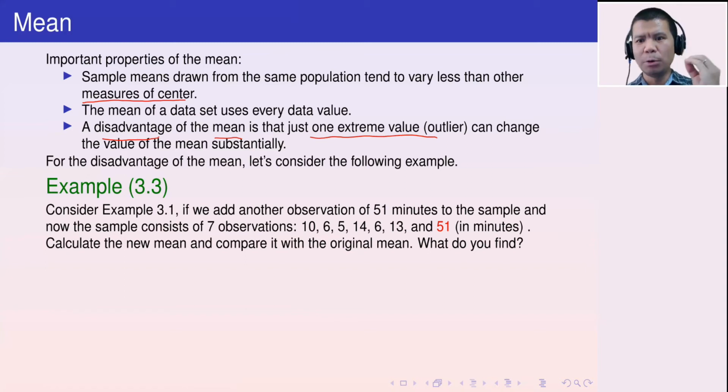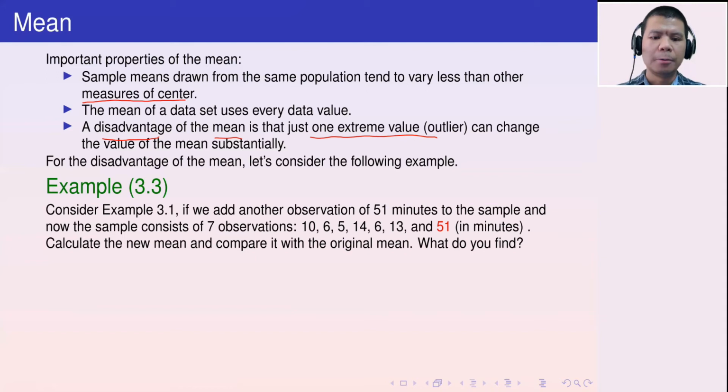Just as this 10 points, this extreme value will what? Bring our average down, right? Bring our average down. So that is why this is a disadvantage of the mean. Just one extreme value can change the value of the mean substantially. It will bring our average down. Okay, that's not good. Okay, so let's work hard on this, right?